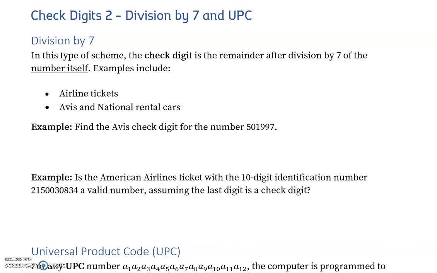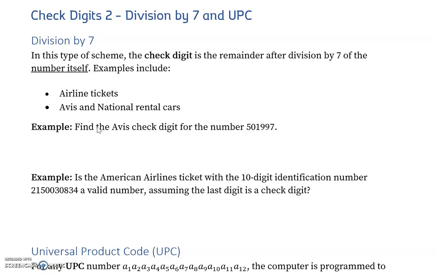All right, we're going to continue our check digits. So here we're looking at division by 7 and UPCs, Universal Product Codes. Before we looked at division by 9, and actually in this section I'm going to give us a little hint on how to do this maybe a little bit more easily in Excel. So with division by 7, here's what we've got. Again, there are some examples here.